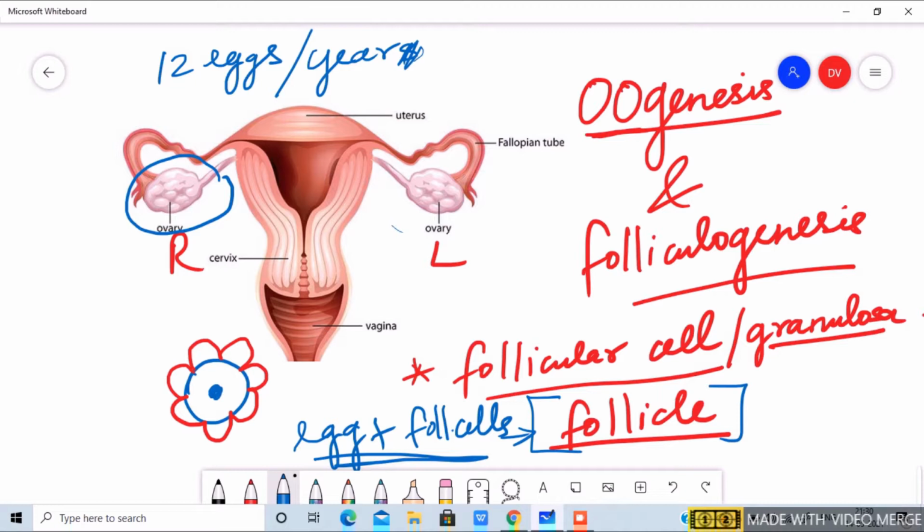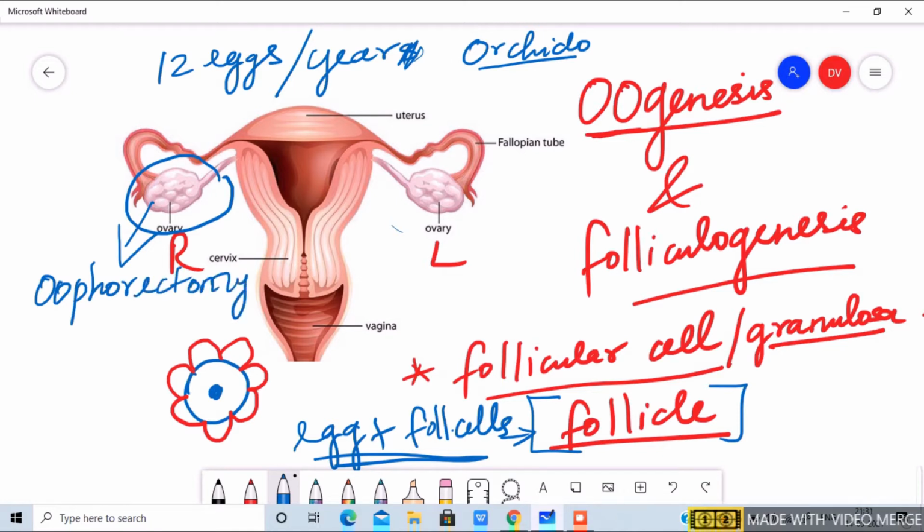Do you remember I told you when we learned about the male reproductive system, orchido means testis? Orchidectomy is removal of testis. Likewise, the medical terminology for ovaries is oophoro. Oophorectomy is nothing but the removal of ovaries. If they are removing only one ovary because of a tumorous condition, you call it unilateral oophorectomy.